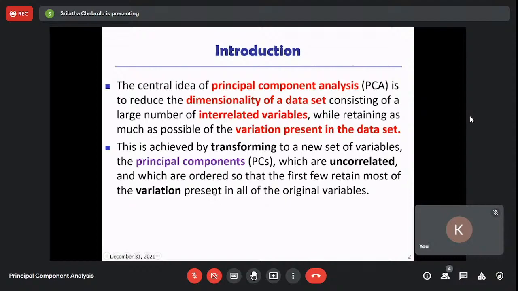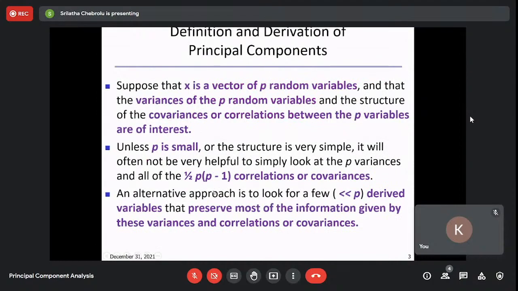Let us see the algorithm in detail. By seeing the algorithm, we will get to know all these points, like what this ordering is. So, definition and derivation of principal components. Now we will see the definition.